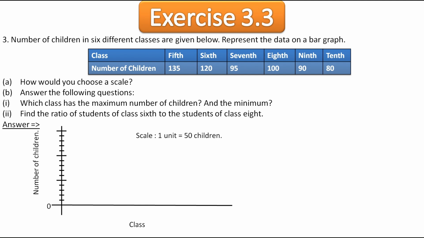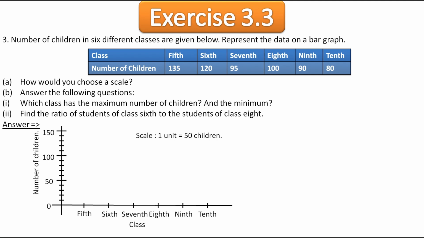So the numbers will come this way. Here 50 will come, here 100, and here 150. Okay, so let's draw for the fifth one. First of all, I'll write the names of the classes, that is 5th, 6th, 7th, 8th, 9th and 10th.